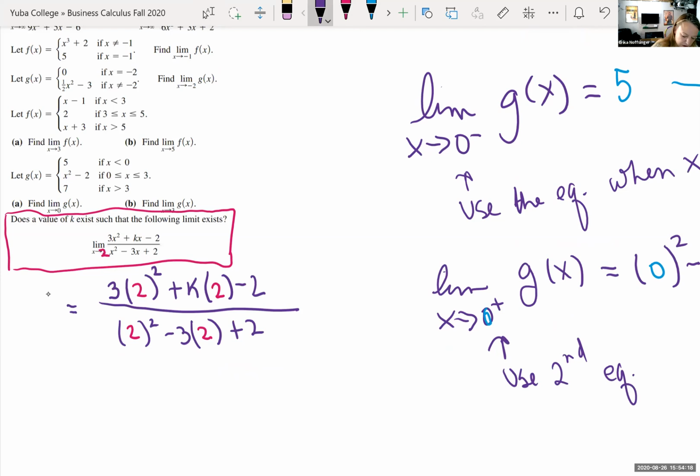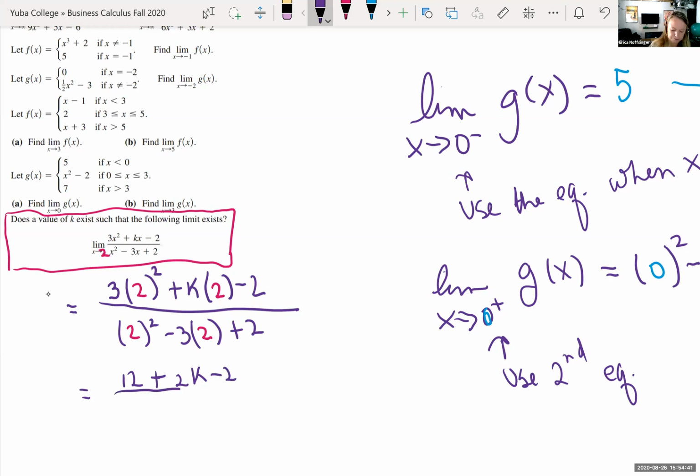So this is equal to, well, 3 times 2 squared. Order of operations, exponents have to come first. So 2 squared is 4. And then this 4 times the 3, well, that's 12. Plus k times 2. I usually write my coefficient in front, so I'm just going to rewrite that as 2k minus 2.